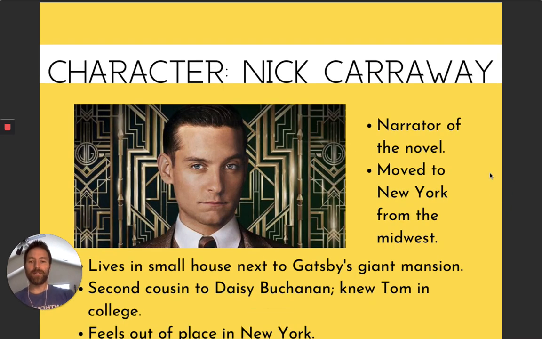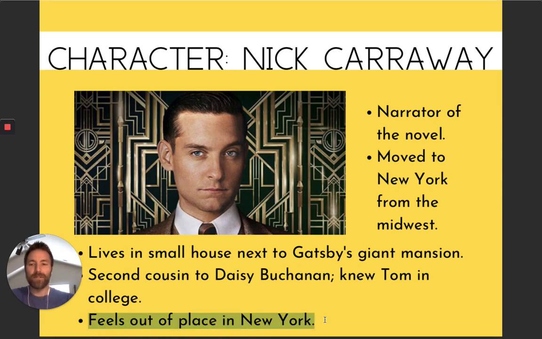There we go. Let's read a little bit about the characters. First character is Nick Carraway. He's the narrator of the novel. He moved to New York from the Midwest. He lives in a small house next to Gatsby's giant mansion, kind of like in the shadow of Gatsby's mansion is Nick's little tiny house. He is the second cousin to Daisy Buchanan, and he knew Tom in college. He feels out of place in New York. So he went to New York to kind of strike it rich. It says he wanted to join the bond business, which means that he wanted to work on Wall Street, right? So he was trying to sort of strike it rich in the stock market like a lot of people were doing back then.